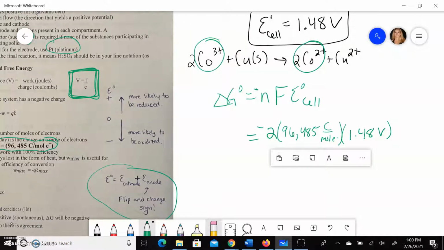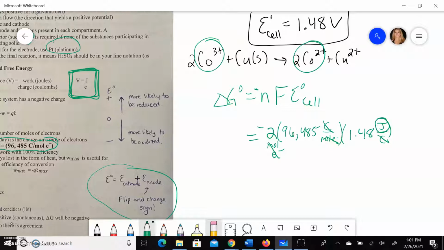And notice that if we're checking our units, so this was moles of electrons, instead of volts, I'm going to use joule per coulomb. Remember that's over here in that green box over there. So notice that moles of electrons will cancel, coulombs will cancel, and we'll be left with joules. So the unit for your final delta G is going to be in joules.